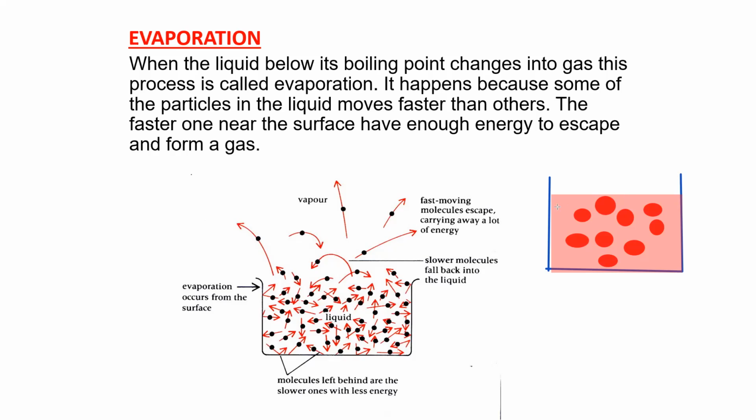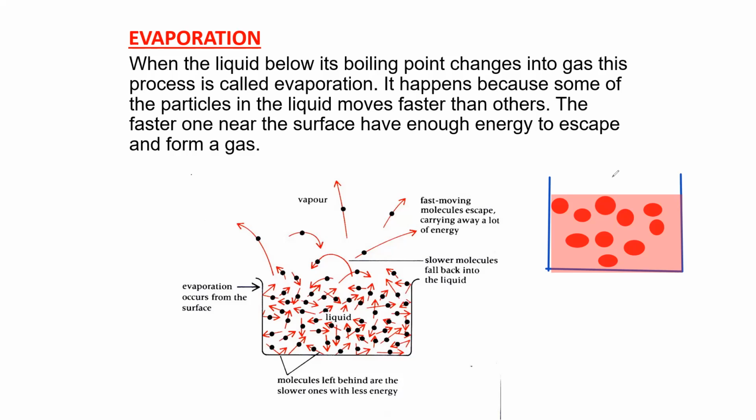So what happens is that all the particles do not have the same energy. Some particles have more energy, some are moving faster, some are moving slower. The most energetic particles, the ones with the greater amount of energy, are also at the surface. They get energy by taking it from the surrounding particles.